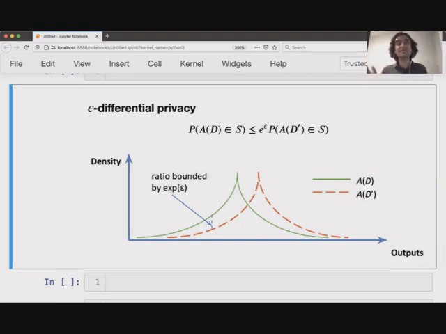Why do we use e to the epsilon? It's because it makes the math work out a little nicer. There's some convention around it. But this is essentially what epsilon differential privacy is.